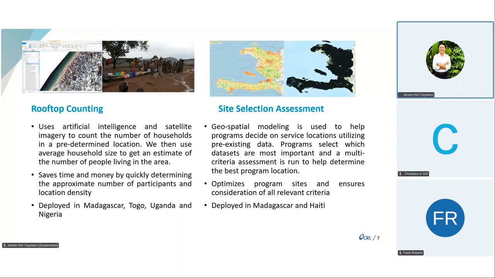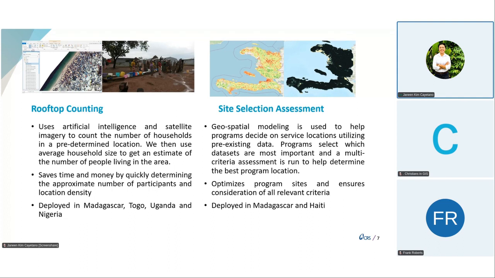Or if it's publicly accessible, the resolution is not that great. So recently, we have been working in partnership with a satellite imagery provider to help us improve how we can use models like rooftop counting. What it does is we use deep learning within ArcGIS. We use ArcGIS and satellite imagery to count the number of households in a predetermined location. It is mostly used in an emergency response context so that we can get an estimate of the number of people living in the area, or probably the affected population as well. This is in relation to the last model that I will show later on. It saves us time and money by quickly determining the approximate number of participants and location density.